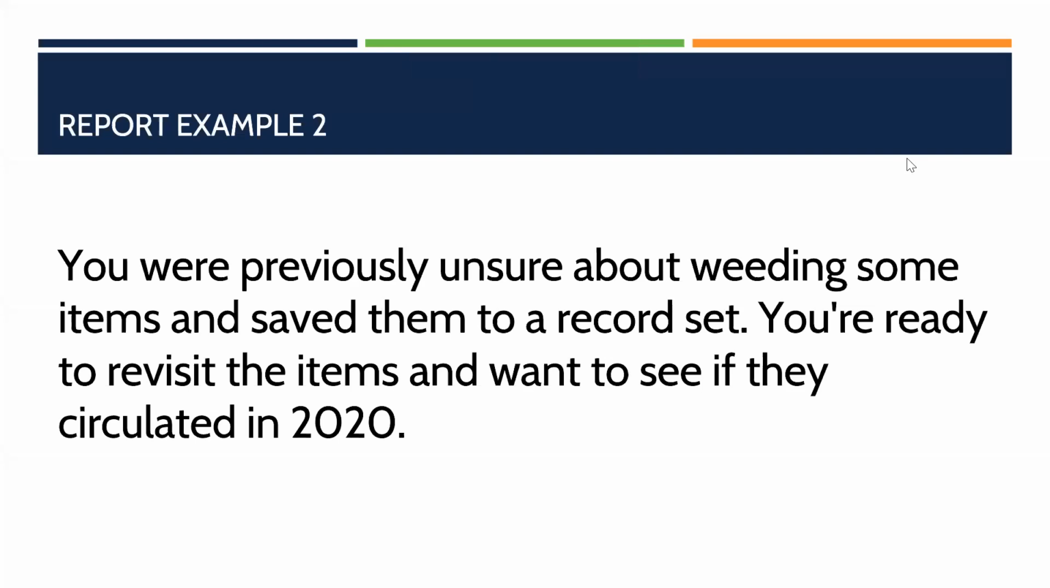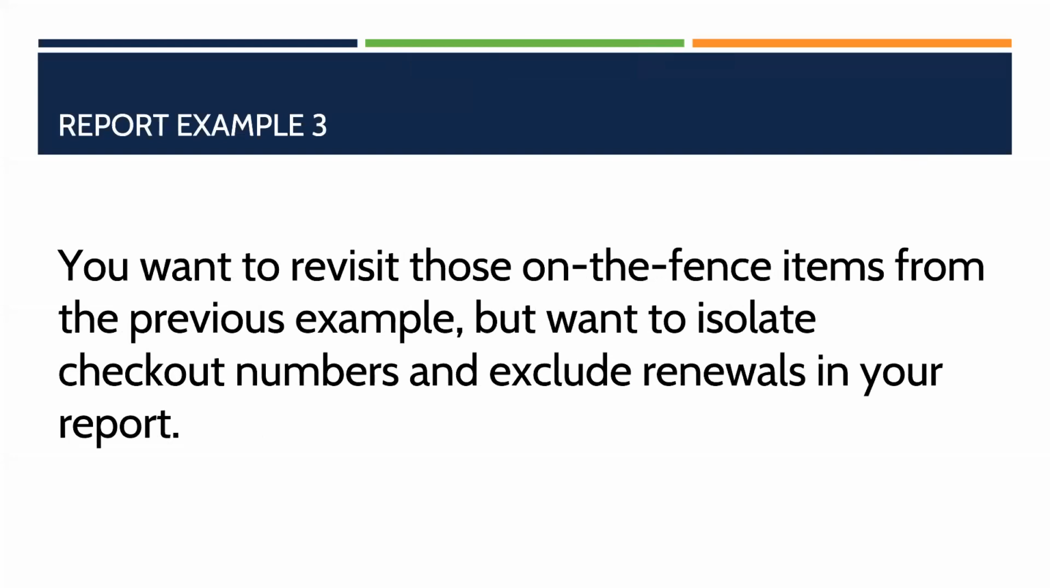Okay, let's move on. So report example 3 is kind of building off of that previous report. So here's something about Polaris. Polaris includes renewals in their circulation count. So when we were looking at that report preview just now, and we saw that some items circulated 10 times, that means they've checked out and renewed a total of 10 times in the previous year.